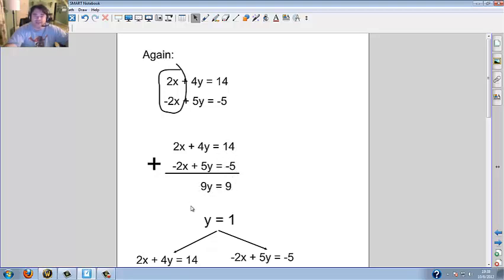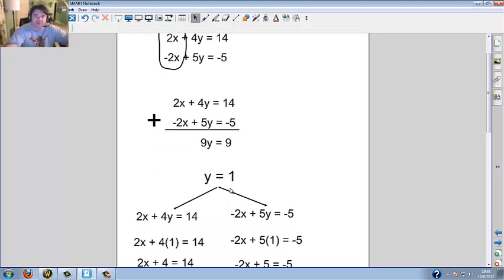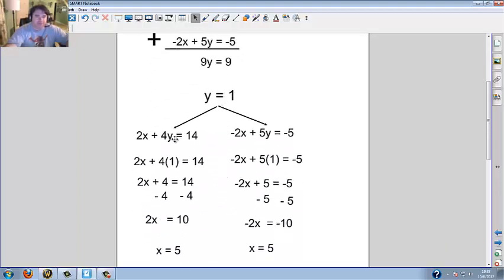9y equals 9. Divide both sides by 9. Y equals 1. Plug the 1 in here. You can see 4 times 1 is 4. So 2x plus 4 equals 14. Minus 4 to both sides.